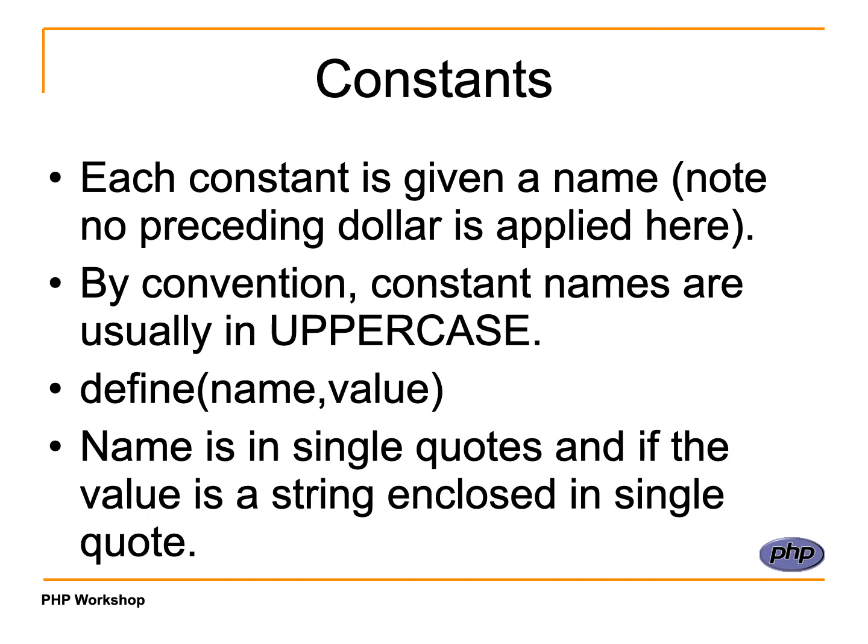So name and value are enclosed in single quotes if both are strings. Each constant is given a name. No preceding dollar is applied for a constant. That is an important thing. With respect to variables, we have to start the variable name with a dollar symbol. But in the case of constants, we are not using a dollar symbol before the constant name.